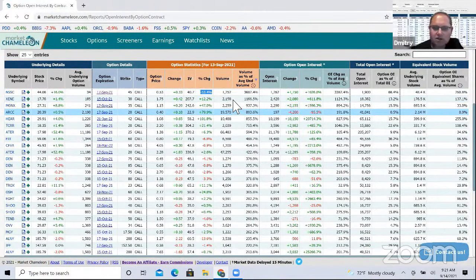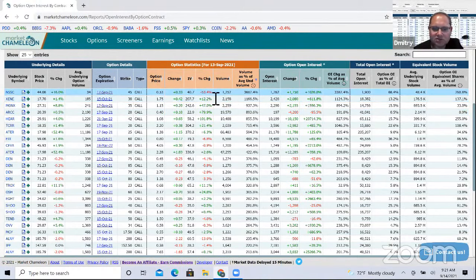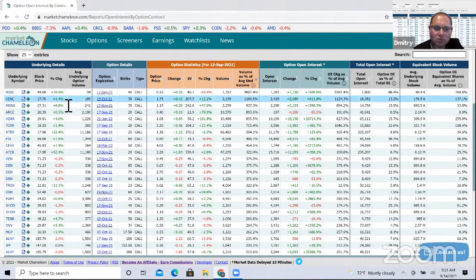This one is a little bit different because this is the opposite. The implied volatility on this one, XENE was up 1.4%. This is looking at the October 30th call, so it's a little more out there. It's not expiring this week. And the stock went up. The value of that call went up, but so did the implied volatility.